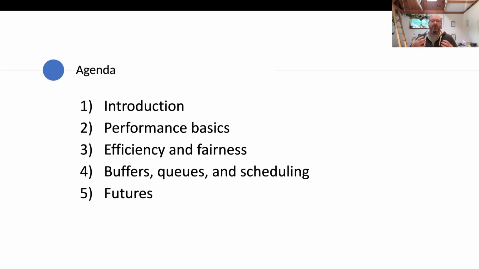So I'm going to go through an introduction. I'm going to go through some performance basics: what are the things that make TCP perform well or not, around efficiency and fairness. And then we're going to talk about some buffers, some queues, and some scheduling, what that all means, and then a brief look into some futures around communications and transport control protocols.